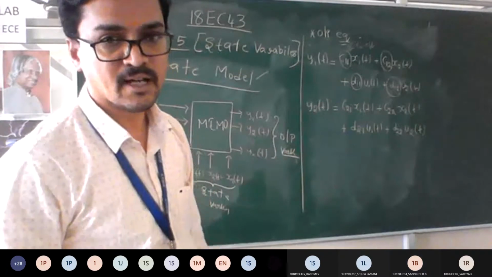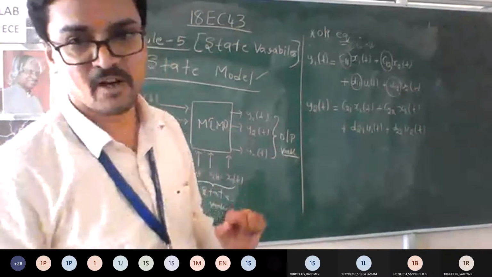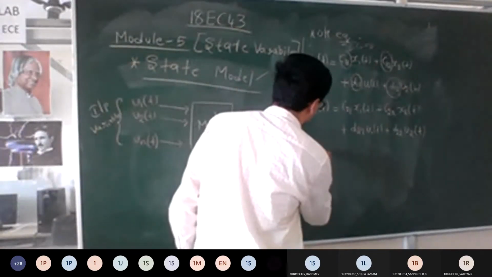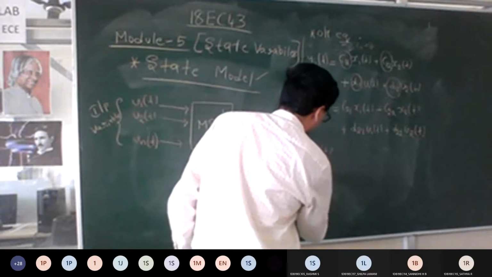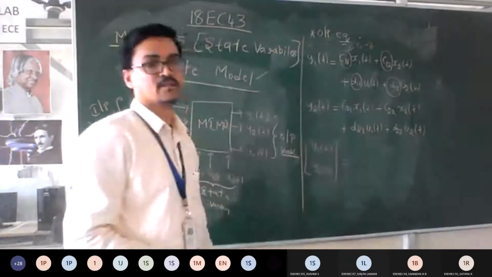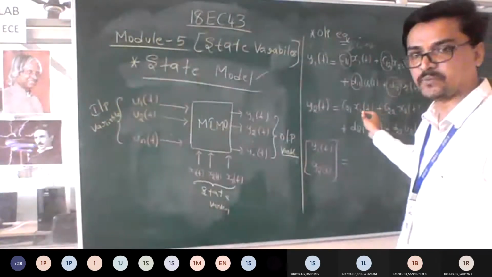Now your logic is you need to represent this in a matrix form. If you represent this in a matrix form, just look at this. Is it how it looks? y1 of t, y2 of t is equal to... Corresponding x1, x2 is one more input, right?